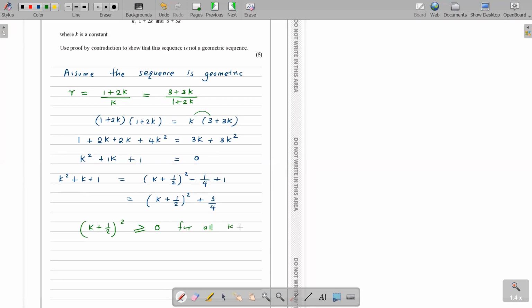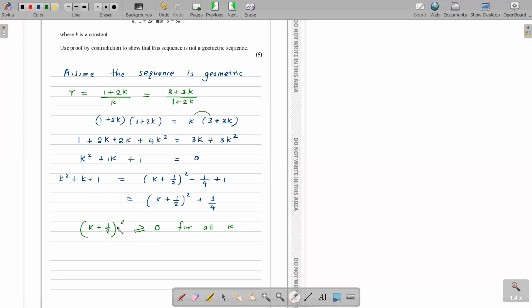Do you agree with what I'm saying? Because for each and every k value, when there's a square, it always gives you a positive term. The lowest you could get is 0. You get lowest 0 when k is minus half here. But otherwise, for every other k value, because it's a square function, you end up getting a positive answer.